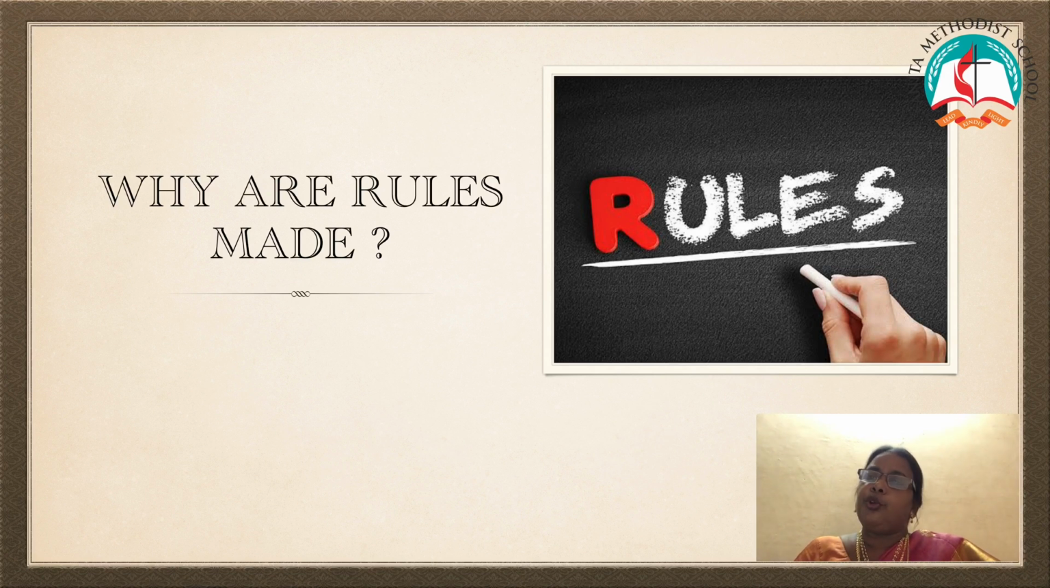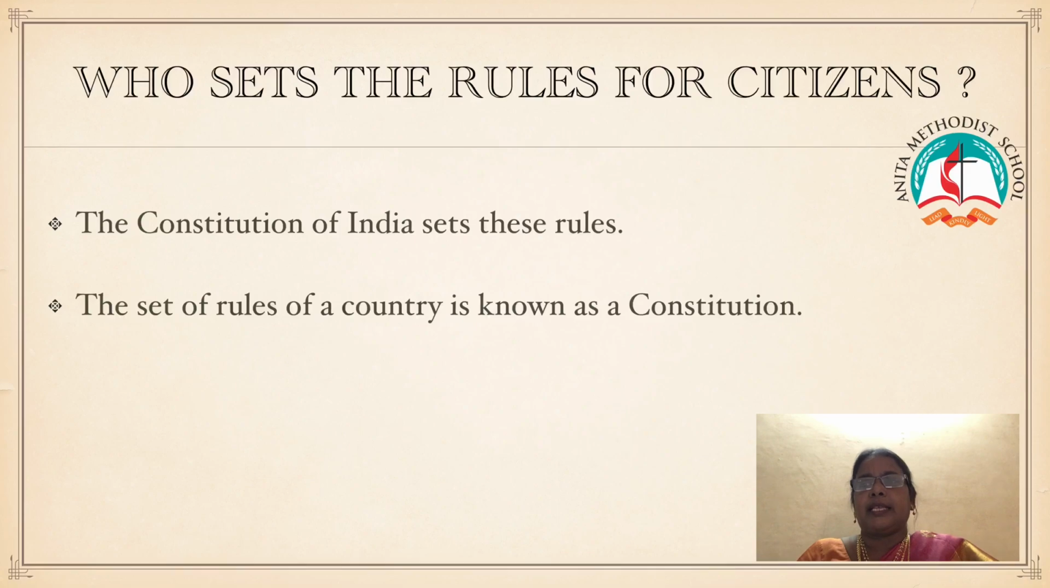Now, do you know that you as children have some rules that all the citizens of the country have to follow? Do you know who a citizen is? A citizen is a person who is a member of a country. A citizen enjoys the rights given to him by the country. Now, whom do you think sets these rules, children? Who sets rules for the citizens? The Constitution of India sets these rules. The set of rules of a country is known as a constitution.